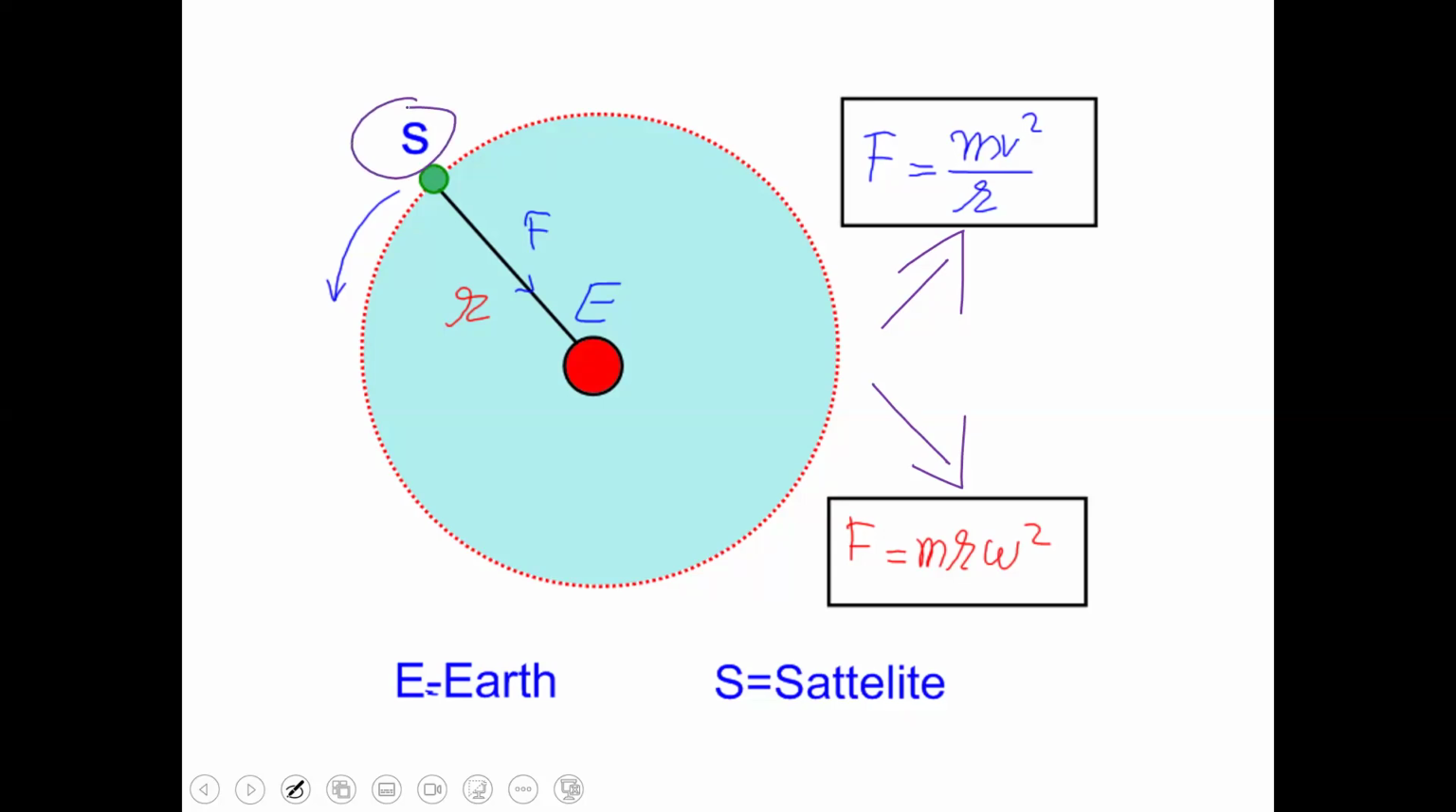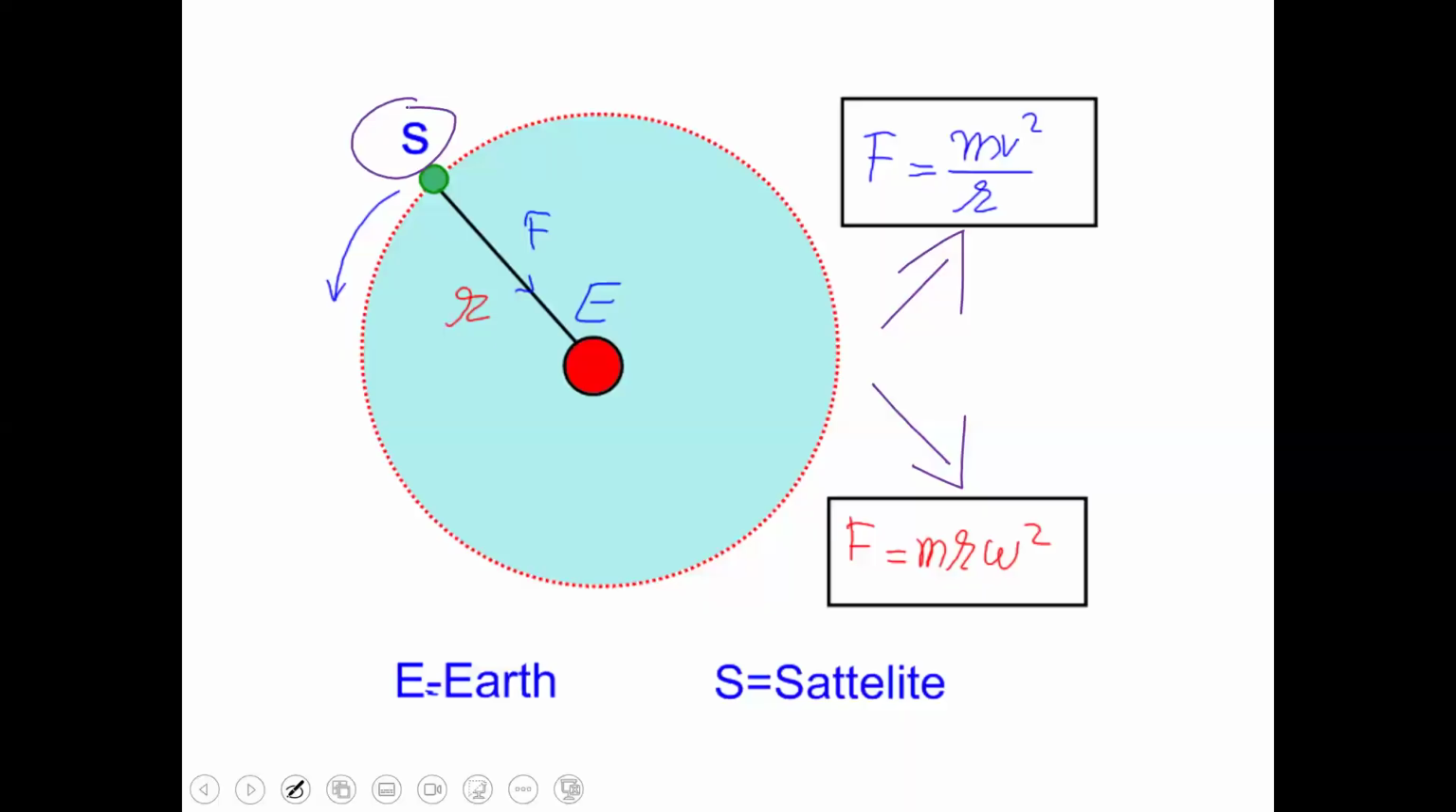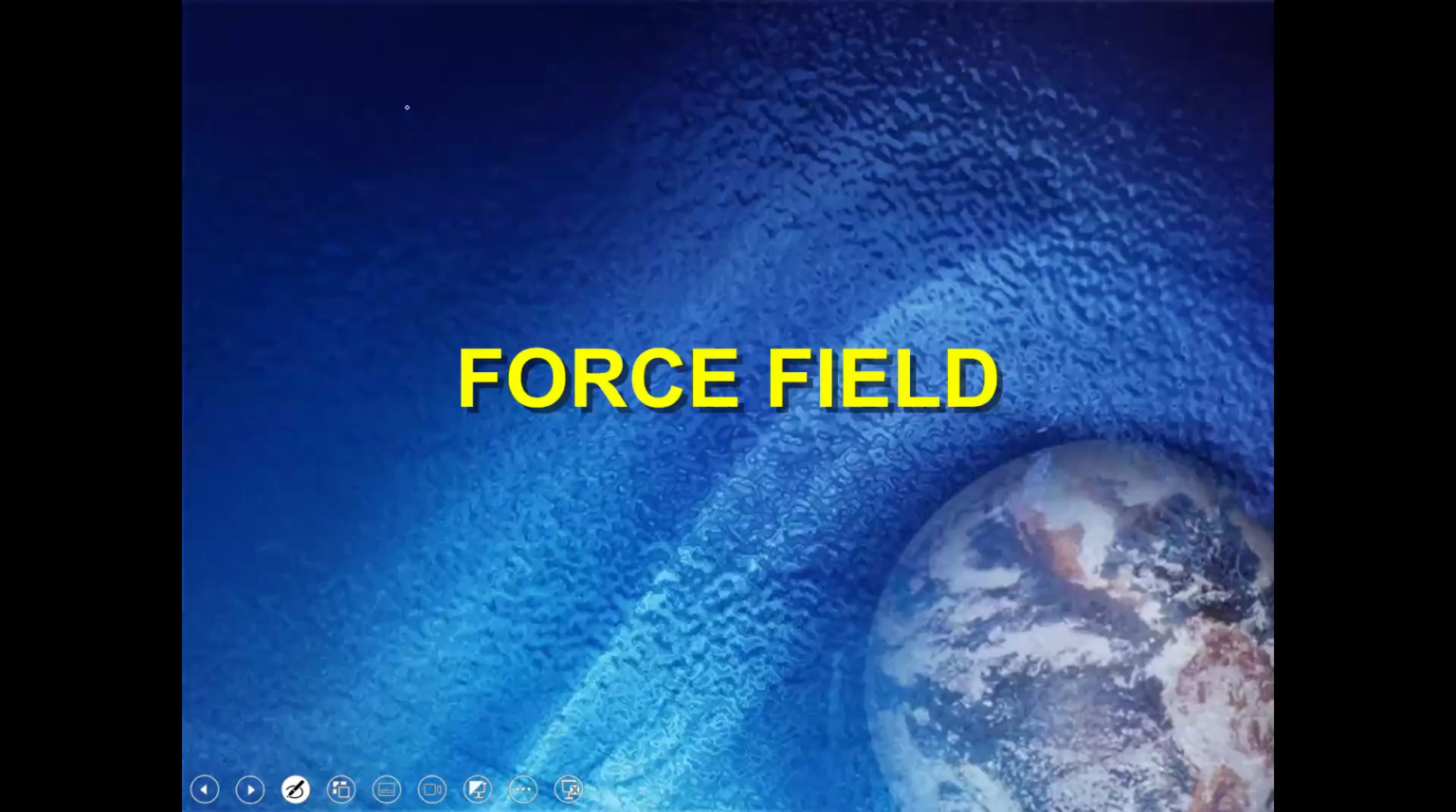When a satellite is orbiting the Earth, what is Earth providing to it? The Earth is providing the force of gravity. The satellite is receiving the centripetal force from the gravity of the Earth. Now, look at the formulas. Can you revise with me? What are the two formulas for centripetal force? mv squared over r and m r omega squared. Good. Now we move forward to our next title, force field.